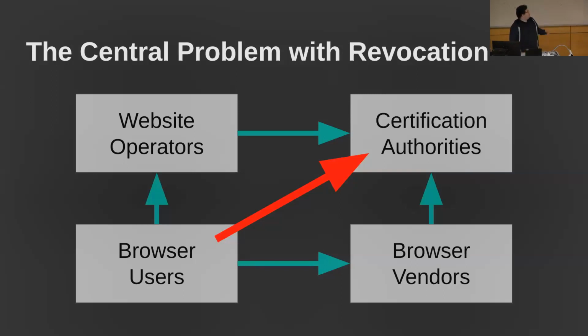Really, the central problem here is that we've added a new arrow to our diagram. And because this is sort of an exceptional case where the browser user has to check with the CA to find out, is the certificate revoked, we've got this path that is not really well exercised and has a bunch of technical and privacy restrictions, and is really what has led to all of the heartburn today, where things aren't really working.